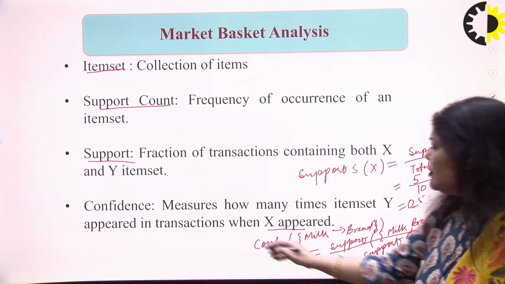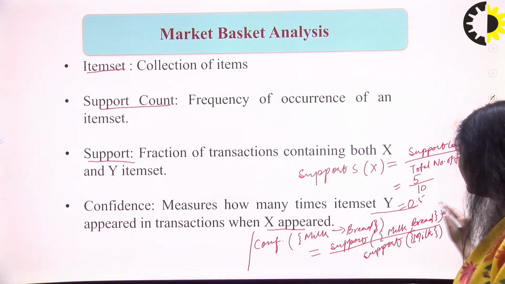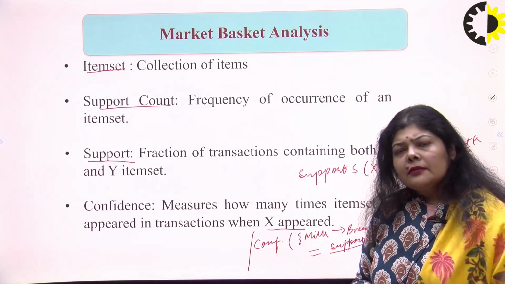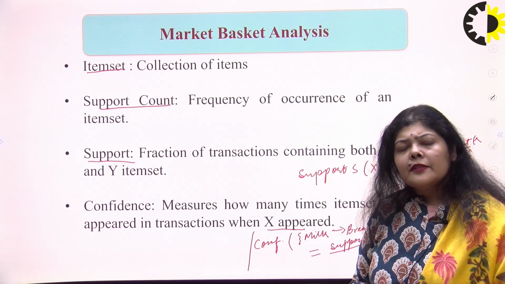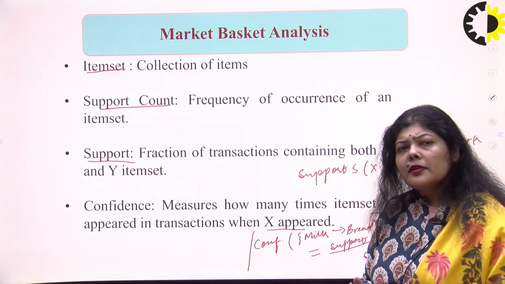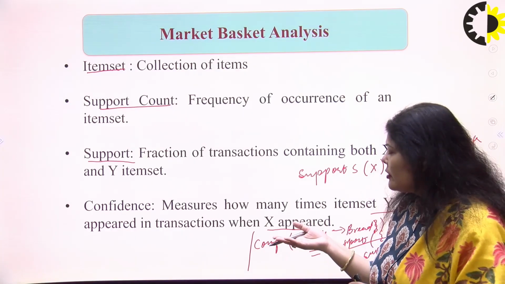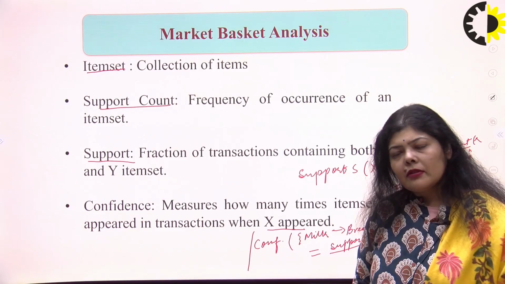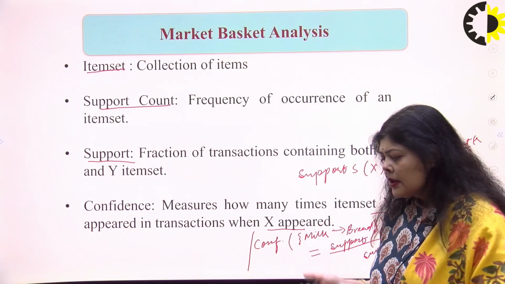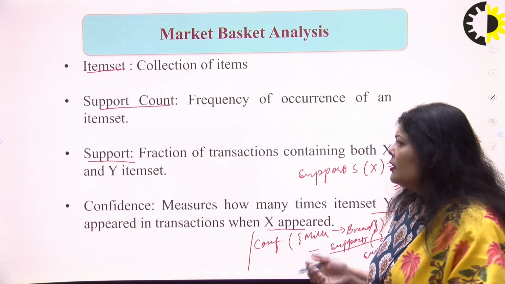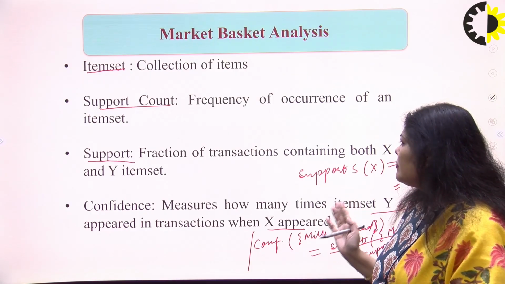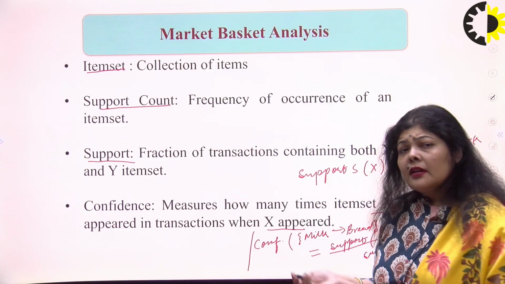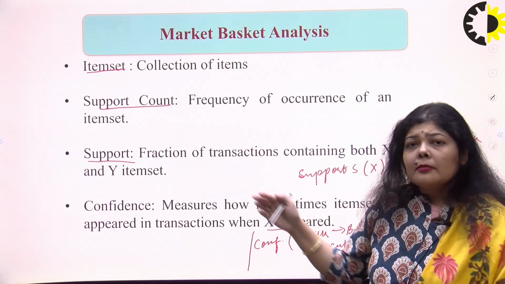So this is the formula for finding out the confidence value. Now we need to understand the difference between the support and the confidence. Support is with respect to the total number of transactions that you are analyzing. For example, what is the probability of purchasing item X or item set X with respect to the total number of transactions.